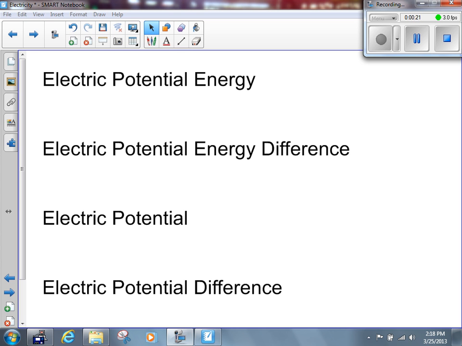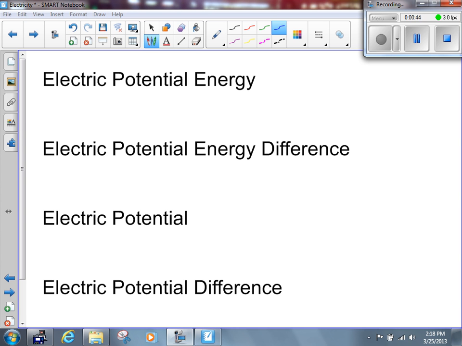Electric potential energy, that first term, is the energy stored in a system of 2 charges a certain distance apart. When we put 2 charges a certain distance apart, there will be a force of attraction or a force of repulsion. There will therefore be a certain amount of potential energy. Whenever we have that force, we're going to have potential energy. The energy stored in that system of those 2 charges is the electric potential energy.